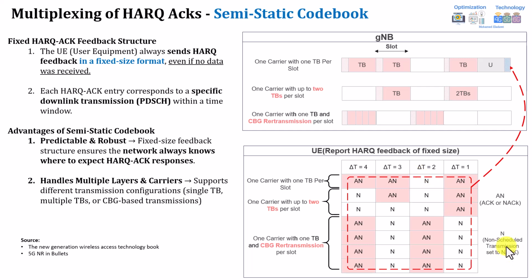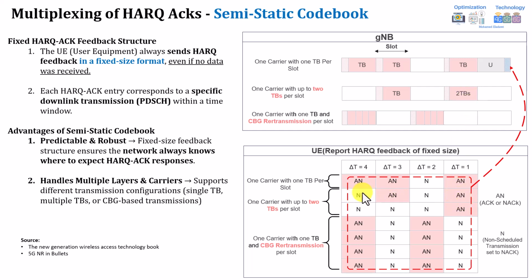It will send non-acknowledgement. In the case of dynamic, as we explained, this one will be empty. There will be no information, so it will save some of the PUCCH resources on uplink. And it will repeat the same. For example, here one carrier was up to 2. So the first one will need only one acknowledgement. You can see there are 2 rows here because you have 2 transport blocks. So you need to send 2 acknowledgements. So you have 2 rows here.